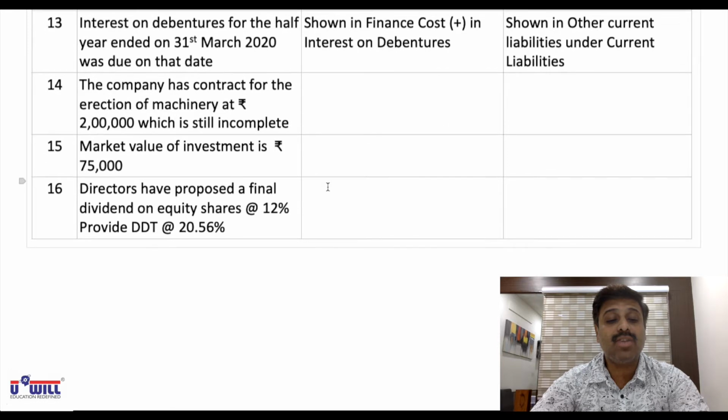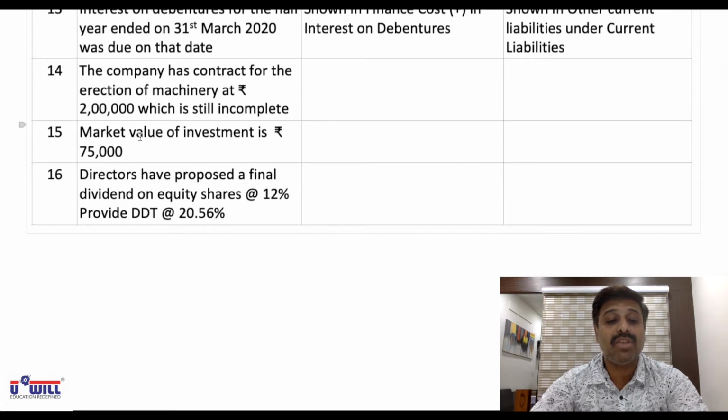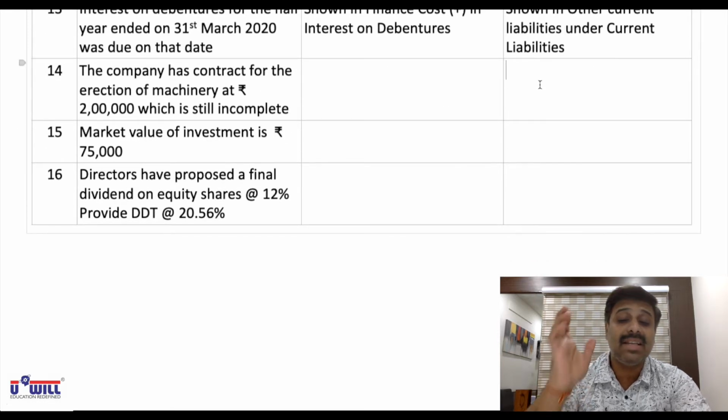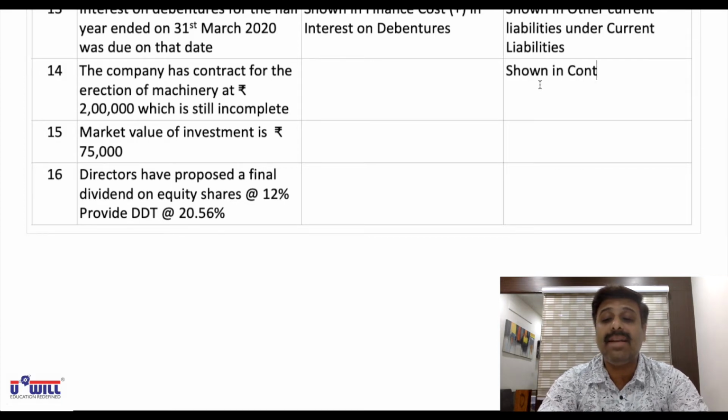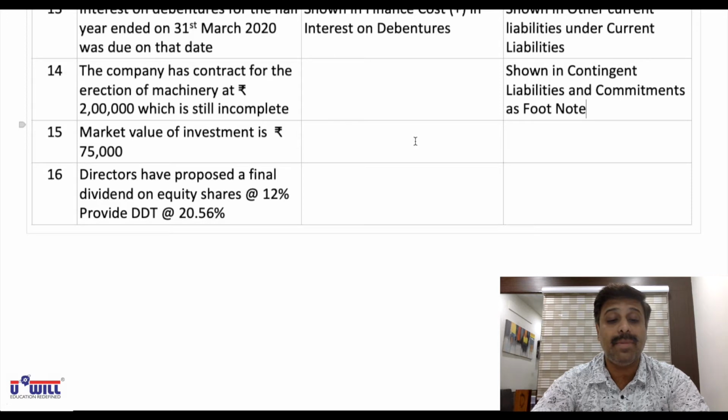Next, the company has contracted for the erection of machinery at 2 lakhs, which is still incomplete. This is an incomplete long-term contract, so that is a contingent liability and commitment. We'll show it in contingent liabilities and commitments as footnote below the balance sheet.